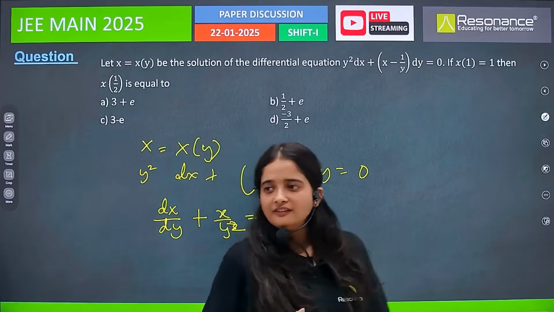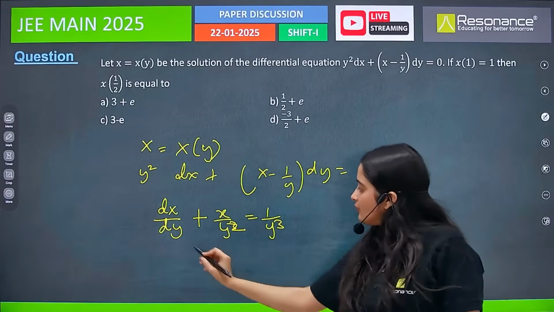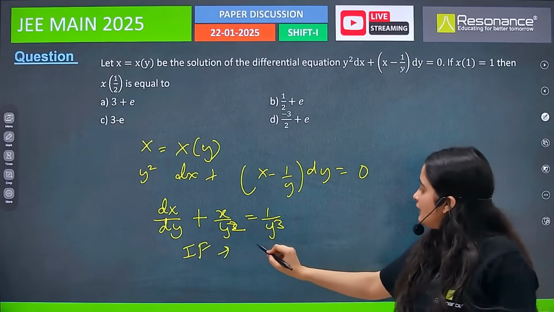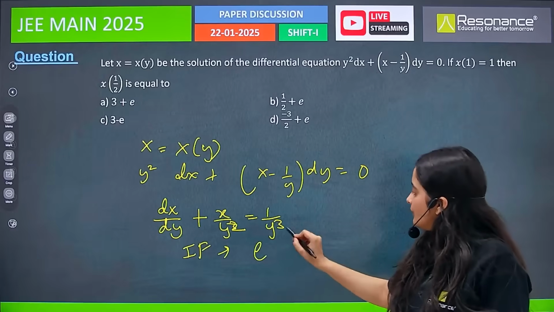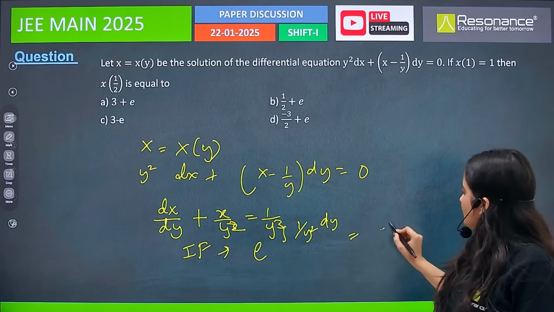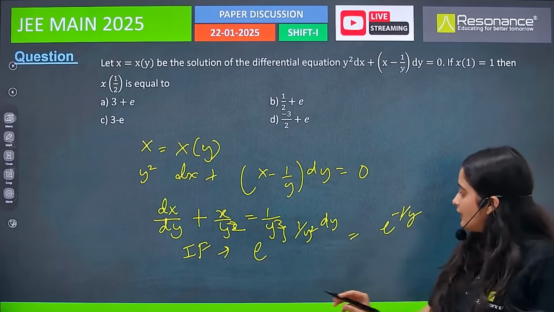So we can clearly see this is a linear differential equation. All of us know how to solve this. Let's find the integrating factor first. Integrating factor, what are we going to get? e power coefficient of x, 1 by y square dy. So e power minus 1 by y.